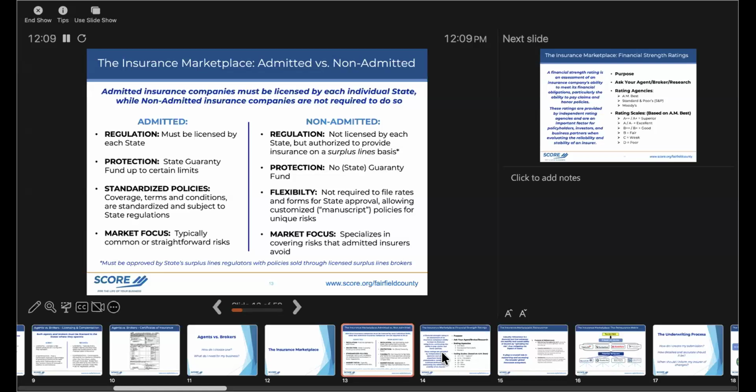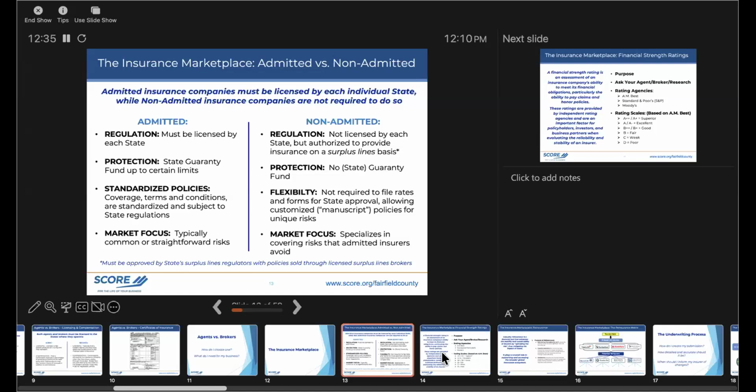Non-admitted, not licensed, but still needs to be authorized to provide insurance in the states. They don't have any state guarantee fund, but they do have flexibility. They're not required to file rates and forms with the state, and it allows for these companies to do manuscript policies, which are customized policies, almost written from scratch to ensure your specific risk.